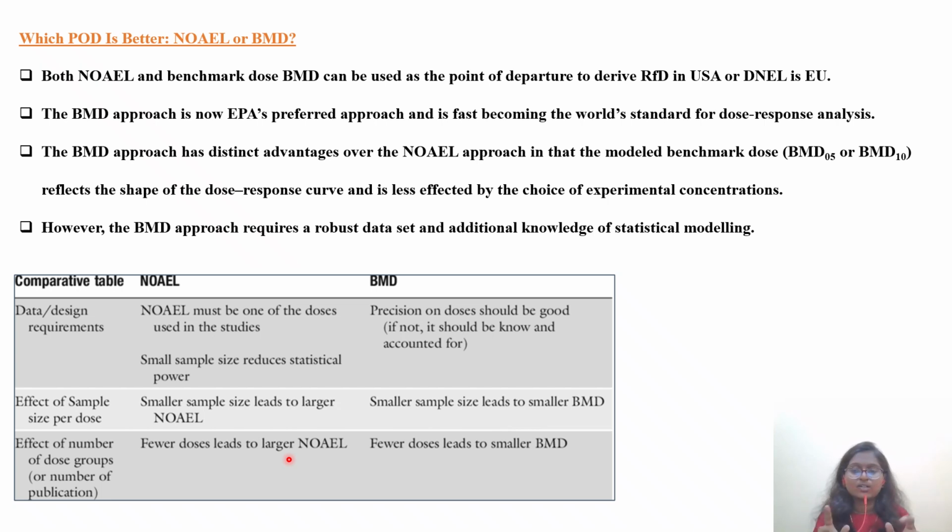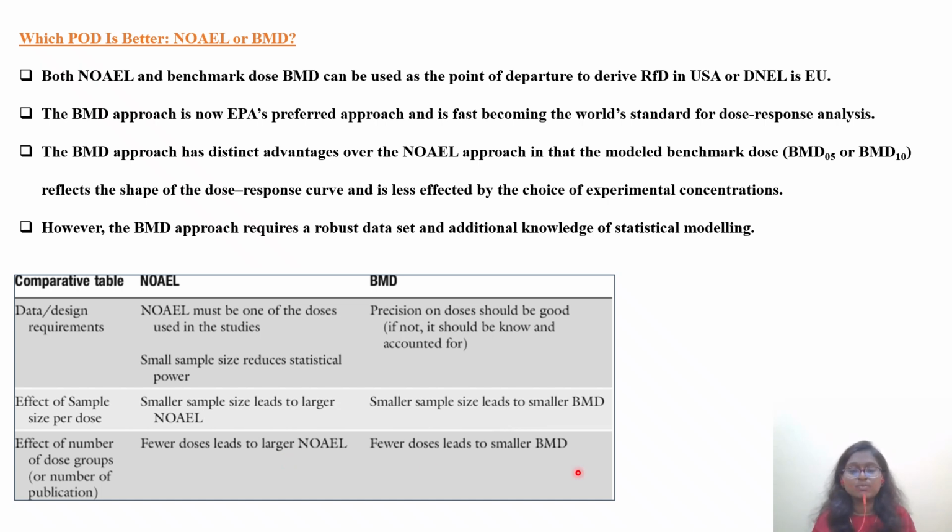There are also SAD/MAD studies. Sometimes there are ascending dose toxicology studies, where more than 5 doses, 6 or 7 doses, will be in the study design. Particularly preliminary studies, dose range finding studies, use a huge number of doses with small sample size. Then based on the results from these dose range finding studies, you decide the doses for the actual main study. So fewer doses lead to larger NOAEL.